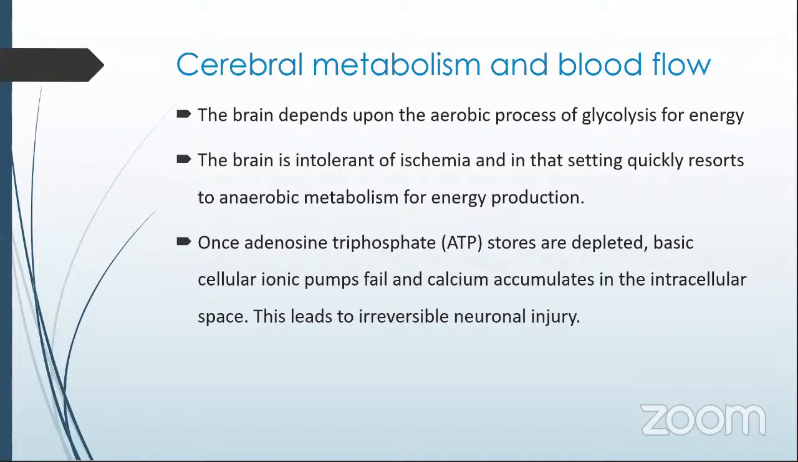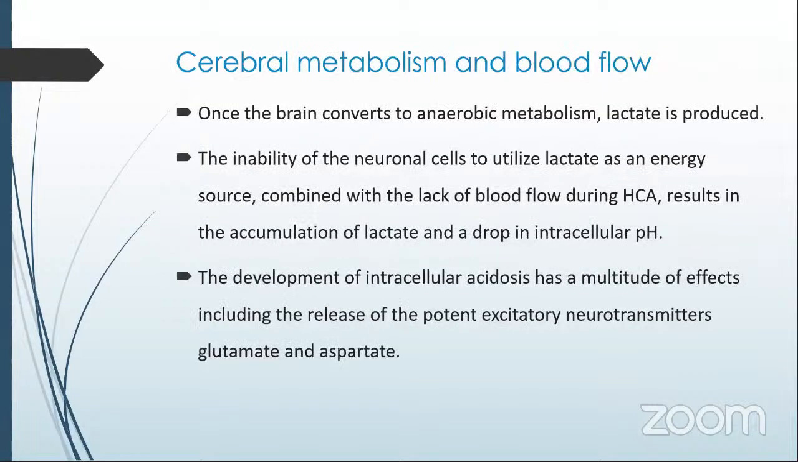Okay, so as we said, the brain depends upon aerobic glycolysis, and once the ATP is depleted, potassium and calcium will accumulate in the cells, and this will lead to irreversible neuronal injury. Once the brain converts to anaerobic metabolism, lactate is produced, and the neuronal cells are unable to utilize lactate as an energy source. So this accumulation of lactate, combined with lack of blood flow during circ arrest, will result in accumulation of lactate intracellularly, and this will lead to a drop in the intracellular pH and cause acidemia inside the cell.